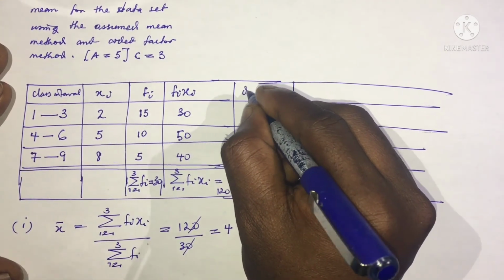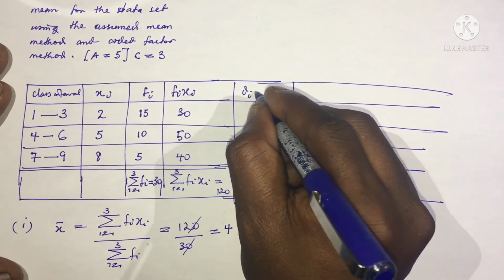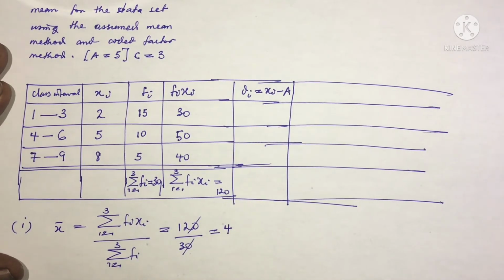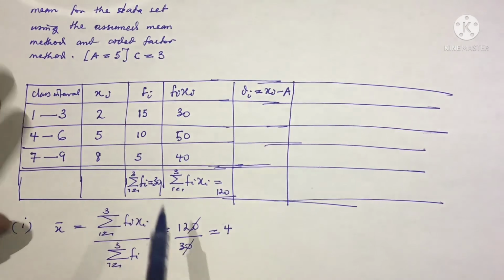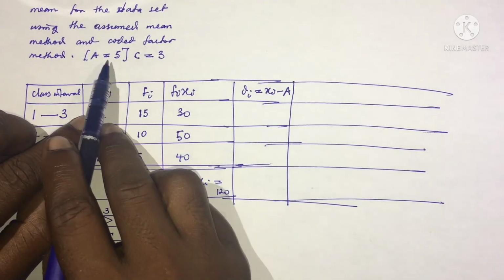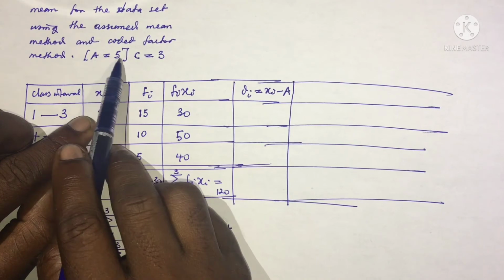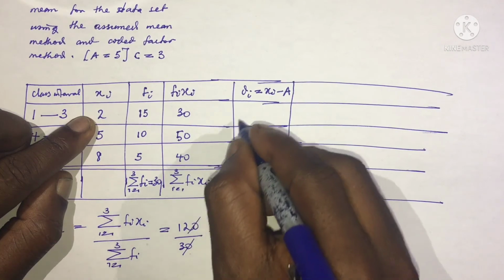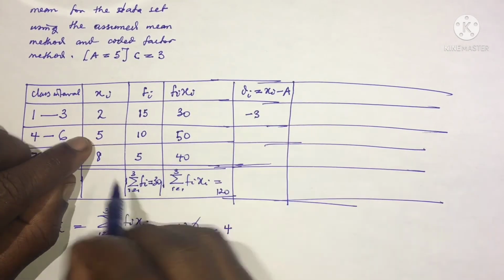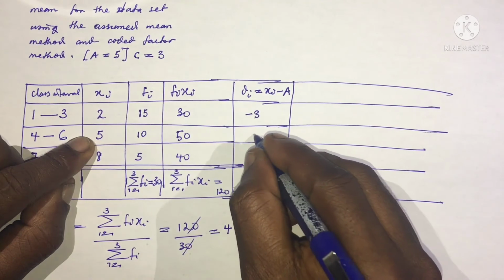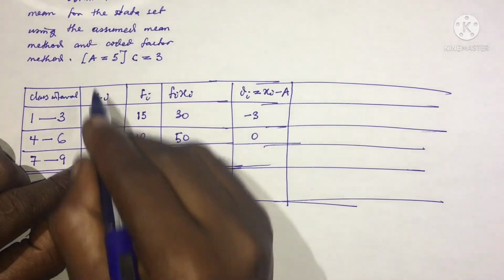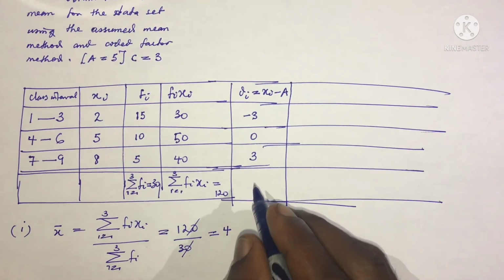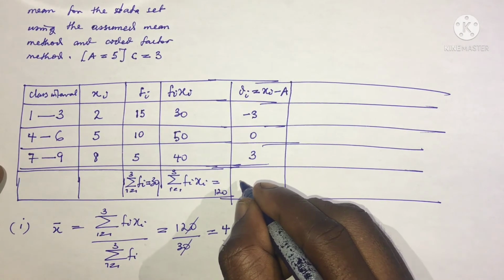So I'm going to start with computing my di's. Okay, my di will be xi minus a. Now, xi minus a simply means you will be subtracting a, being 5, from each of these xi's. So this will be 2 minus 5, giving me minus 3. This will be 5 minus 5, giving me 0. This will be 8 minus 5, giving me 3.